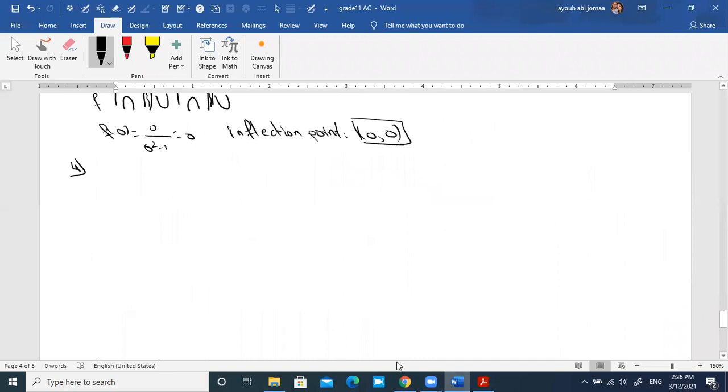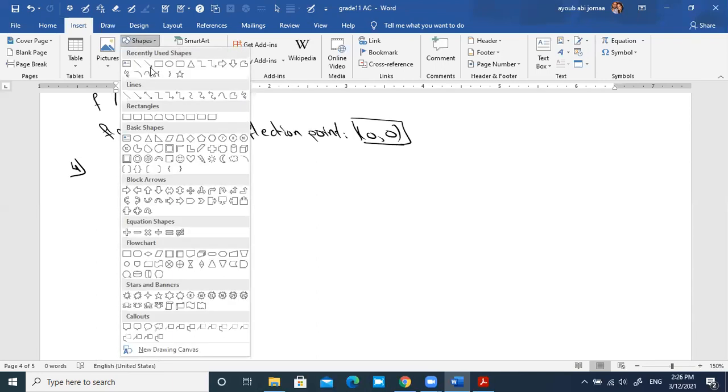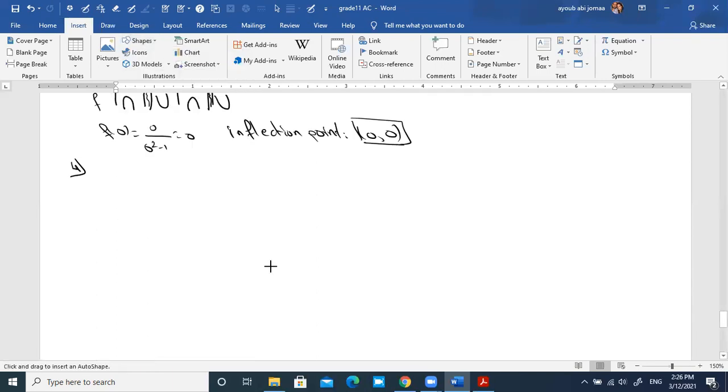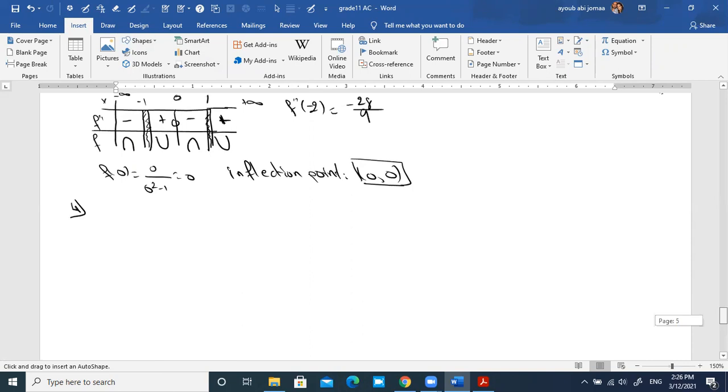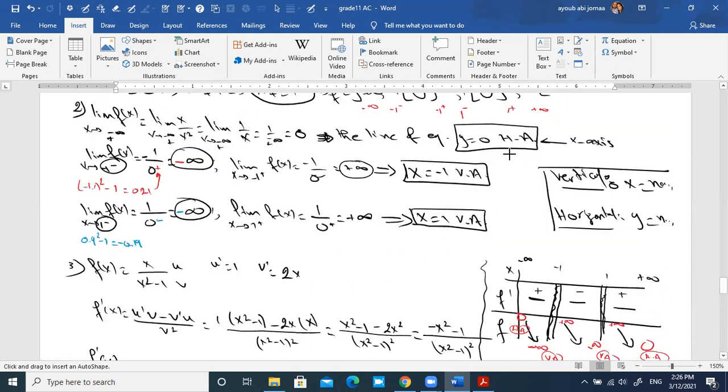In order to draw the curve, as I said, you put the asymptotes and the particular points. Okay, then the curve. The axes: we have the x-axis. By the way, the x-axis is a horizontal asymptote. Right? Y equals 0 is the horizontal asymptote.